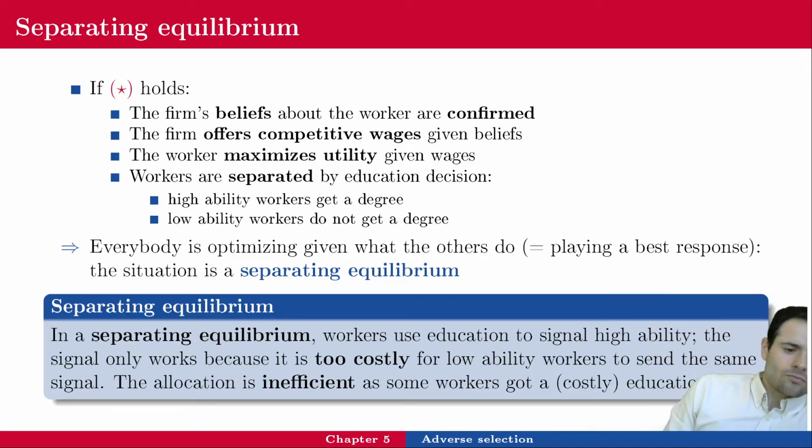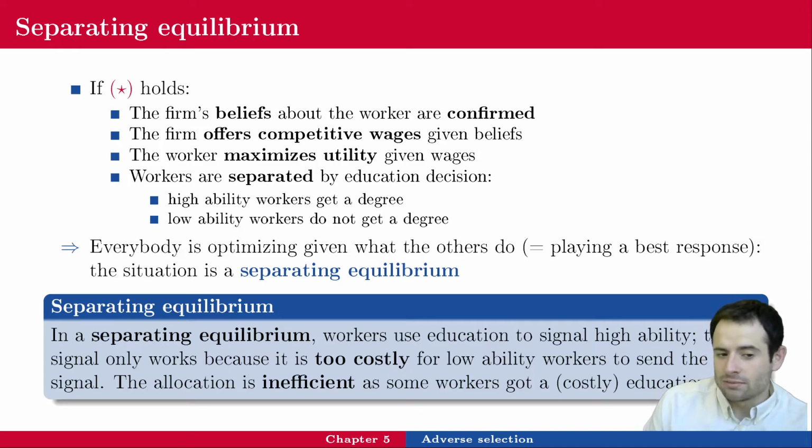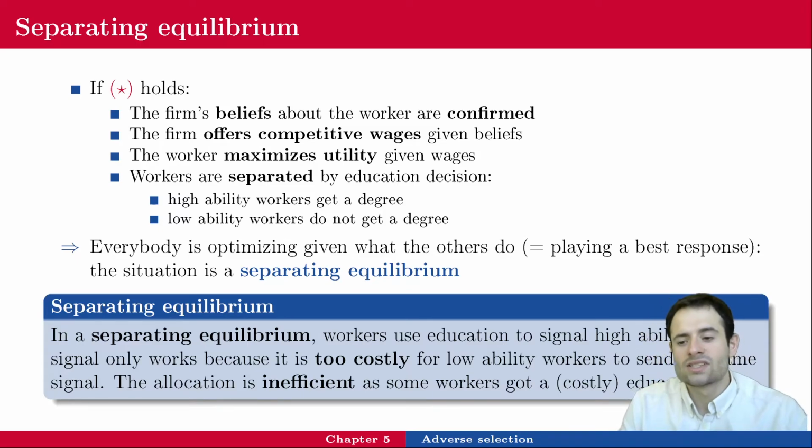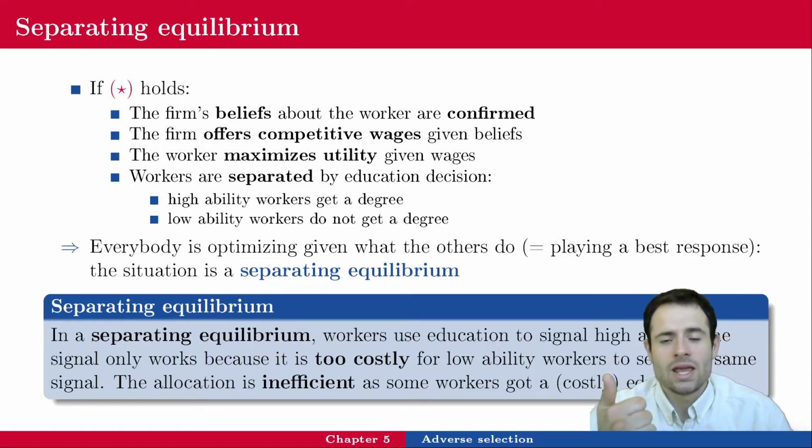So, in a separating equilibrium, workers use education to signal high ability. The signal only works because it is too costly for low ability workers to send the same signal. So first of all, education, the college degree, is a credible signal. And second, it is costly to fake. So it is costly for low ability workers to get the degree. Getting the degree for them is a way to lie on their resume. They won't lie on the resume, but it's a way for the resume to tell a lie about them. The resume will tell that they are high ability workers while they are not.